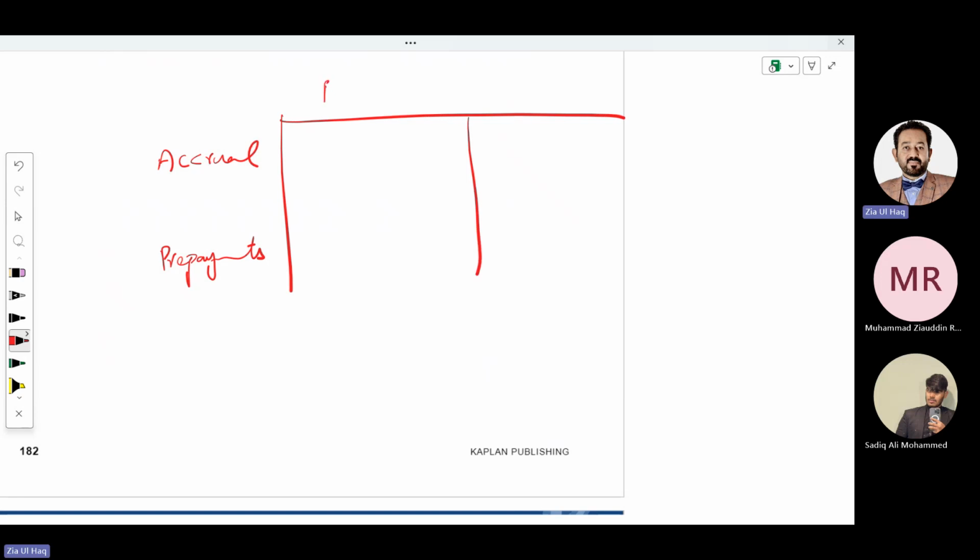If there is an accrued expense relating to current, we need to pay in future against the expense. So what could be the accounting entry? Debit expense, credit accrued expense.